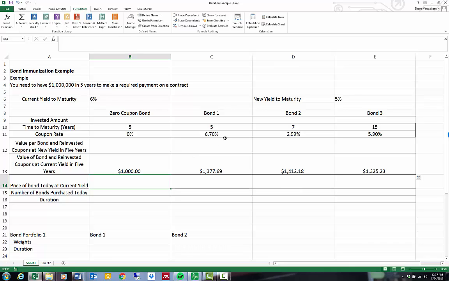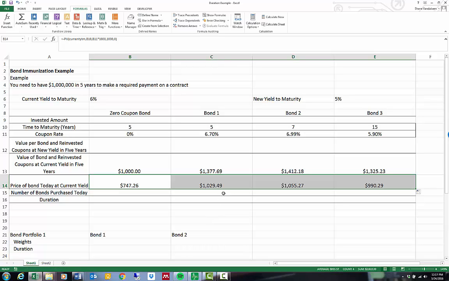The price of the bond today at the current yield. So here I'm going to put an equals negative present value. The rate is going to be my current yield to maturity, because that's what I'm looking for, the price of the bond at the current yield to maturity. The number of periods is just going to be my time to maturity. My payment is my coupon rate multiplied by 1,000. And my future value is 1,000. And then I can put in 0 here because it's a regular annuity. So the price of my bond today is $747.26.